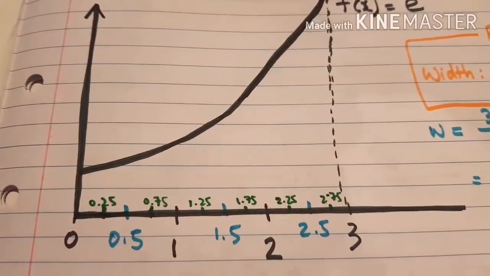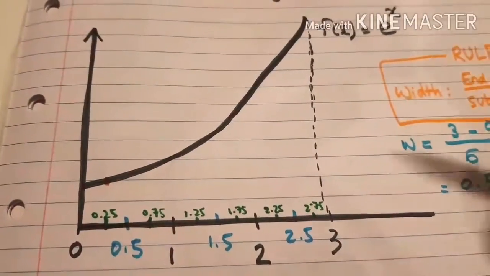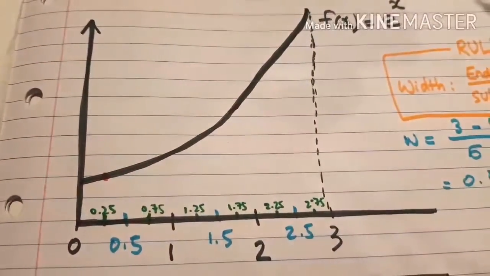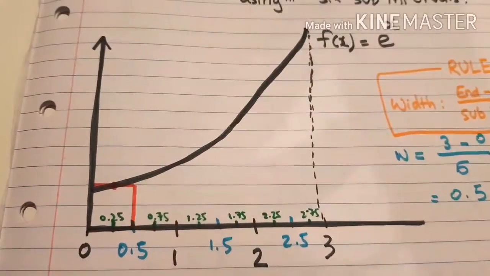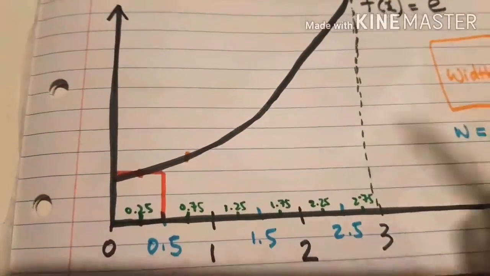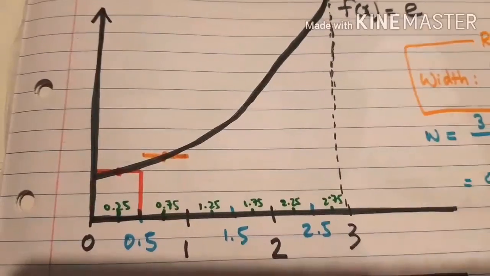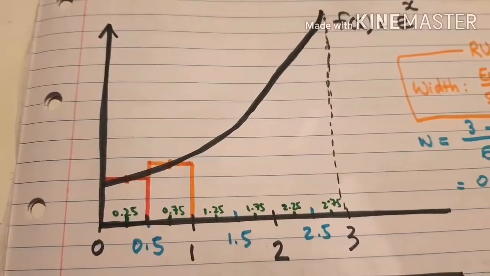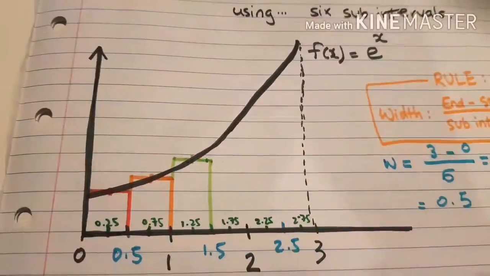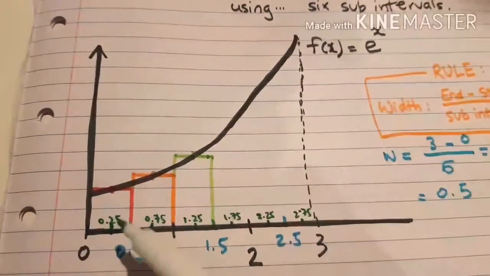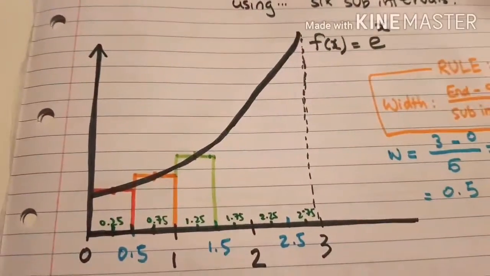Now let's have a go at drawing the rectangles. This is the first midpoint. I'm going to draw the horizontal line and back down. This is my second midpoint. Draw the horizontal line, back down. Third midpoint, vertical line, back down. Each one of them you see are rectangles. I'm going to finish the rest.